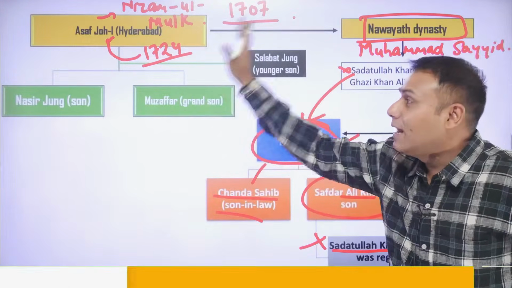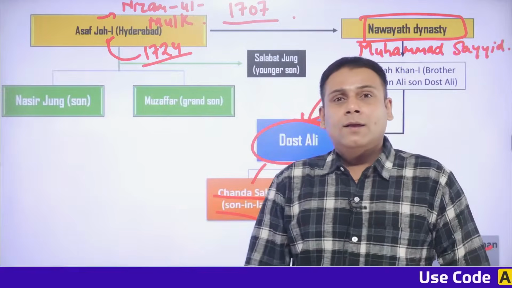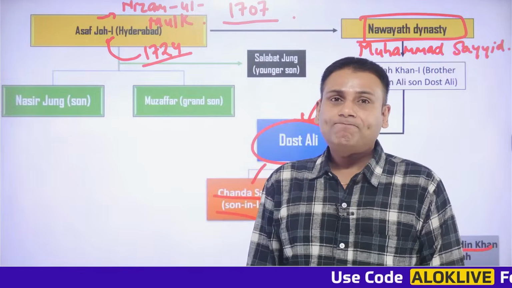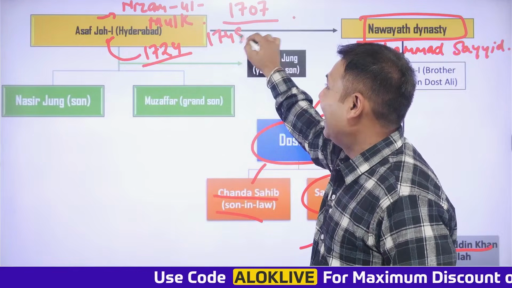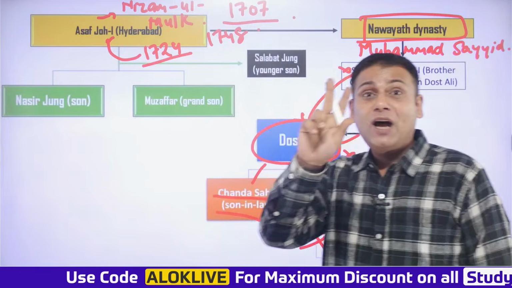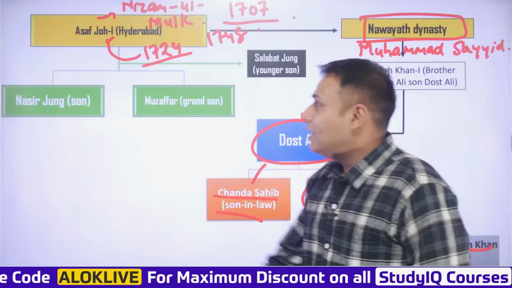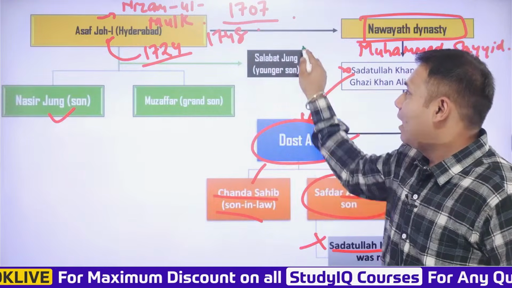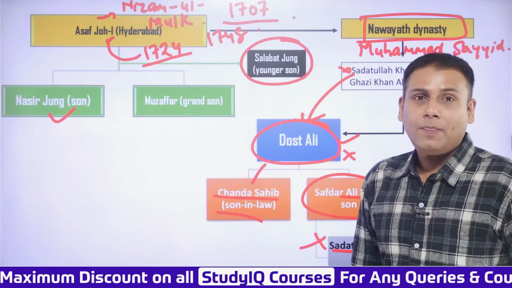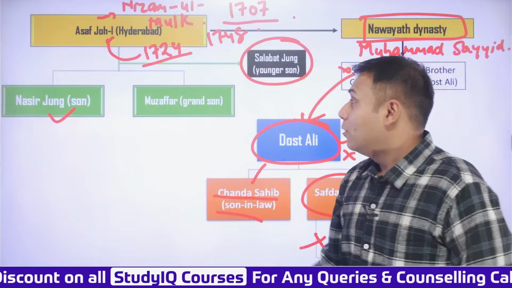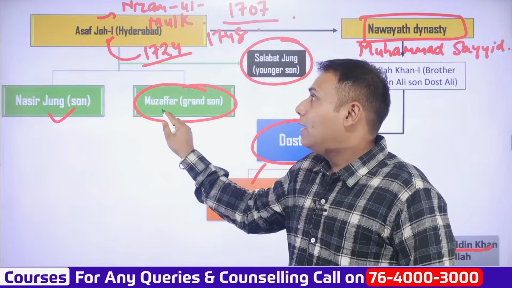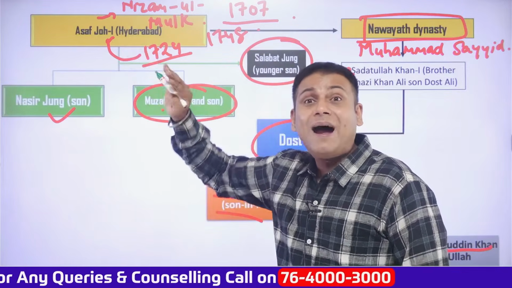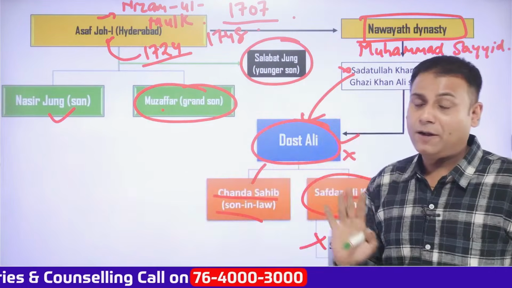Now, what was happening in Hyderabad? Try and understand this now. In 1748, Asaf Jah died. Now, Asaf Jah had two sons. The elder son's name was Nasir Jung. The younger son's name was Salabat Jung. And he had a grandson whose name was Muzaffar Jung. Very simple word. Asaf Jah was the maternal grandfather of Muzaffar Jung.